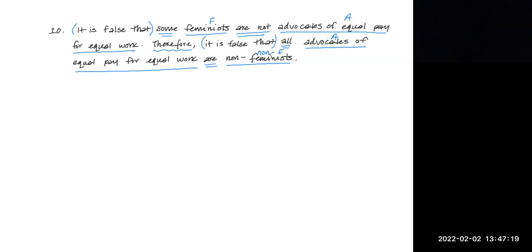So we'll just use F and non-F. Our standard form would then be: it is false that some F are not A, and you would have to include this on a test. Therefore, it is false that all A are non-F.